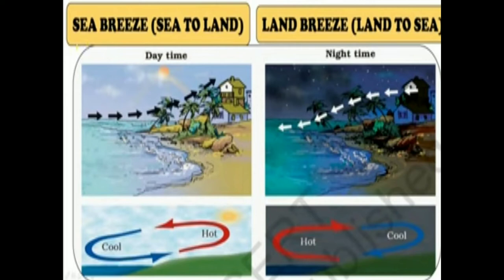The air from the sea is called the sea breeze. To receive the cooler breeze, the windows of the houses in the coastal areas are made to face the sea. At night, it is exactly the reverse. The water cools down more slowly than the land, so the cool air from the land moves towards the sea. This is called the land breeze.